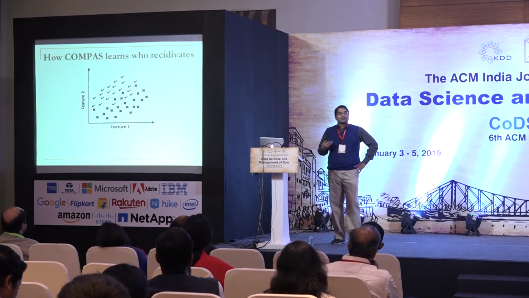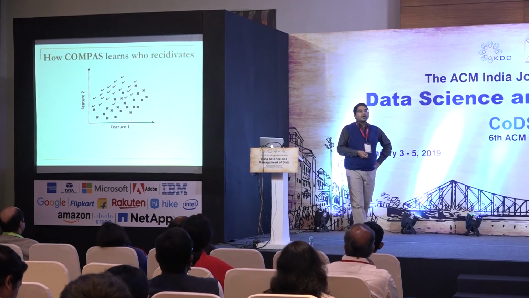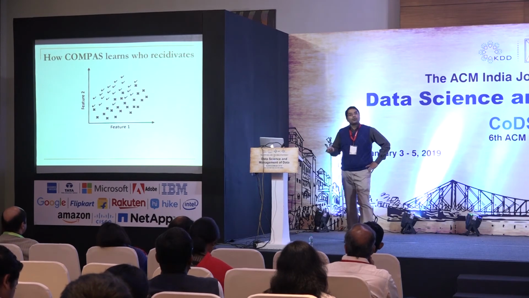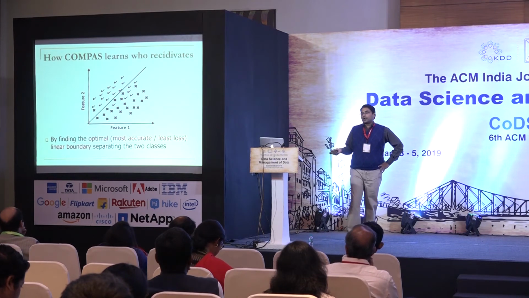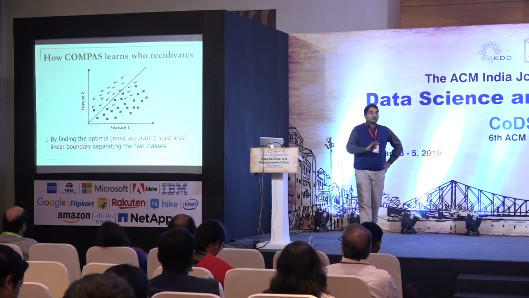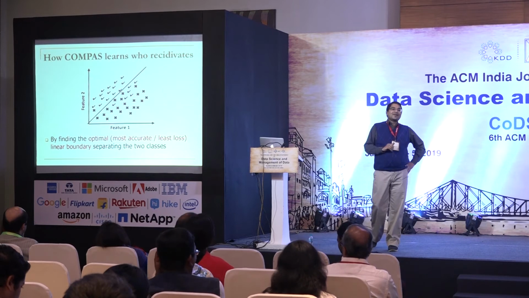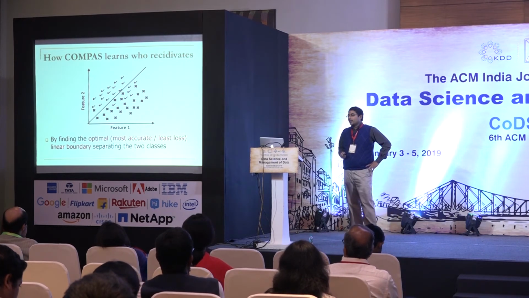Now, what Compass did was they tried to find the optimal decision boundary in the feature space. I'm just showing two features here. The ticks are the people who recidivated, and the crosses are the people who did not recidivate. And what Compass was trying to do was actually find the most optimal or the most accurate linear boundary separating the two classes. So Compass was not some deep learning based tool. It is a simple linear regression based classifier.